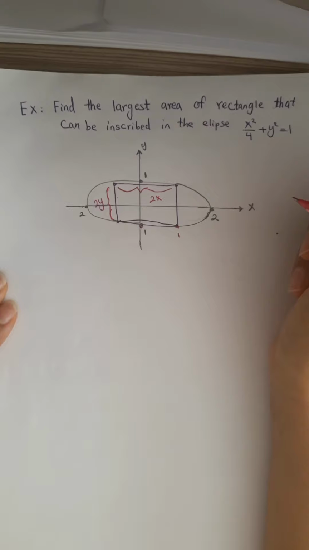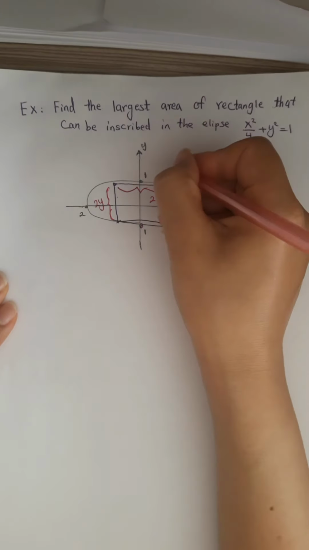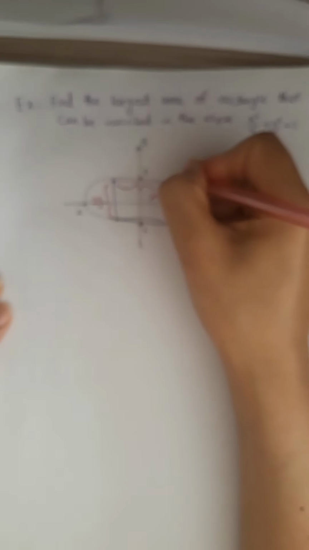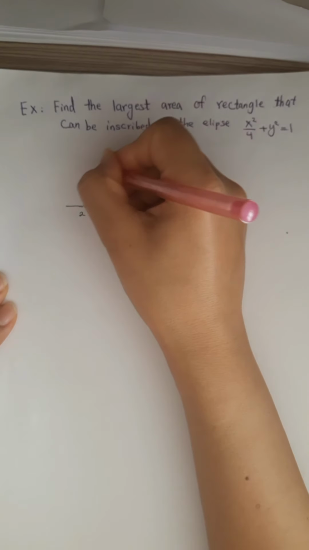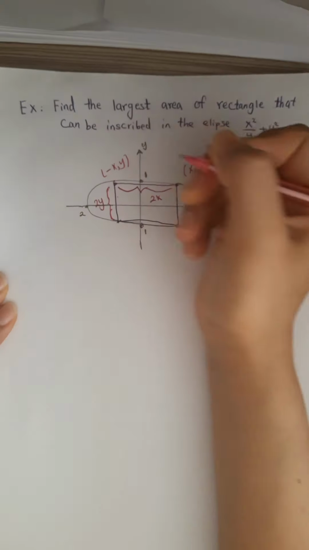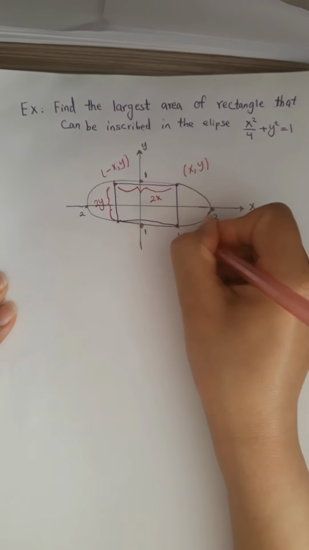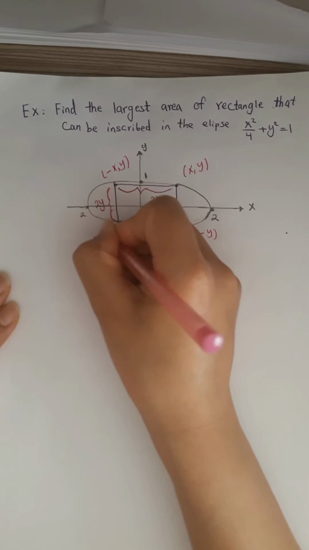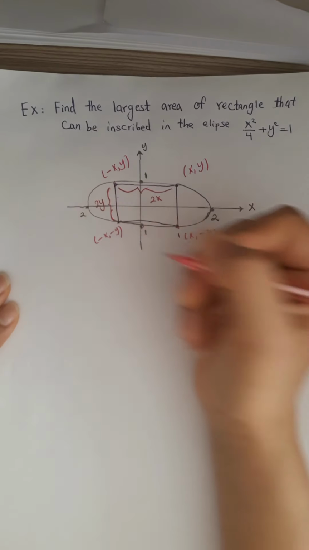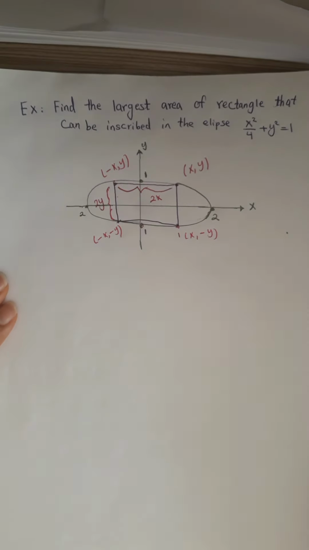The regions, I will write here the regions. This part is x and y. This one is minus x and y. And this one is x and minus y. And this one is minus x and minus y. I'll write it like that.